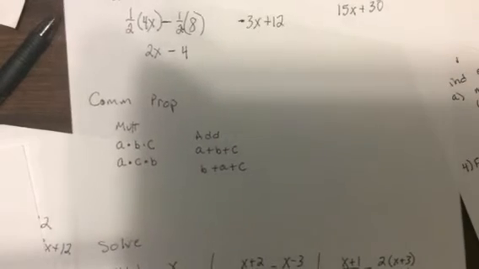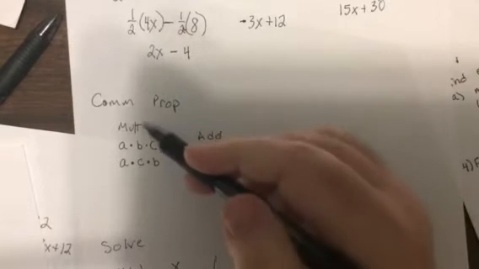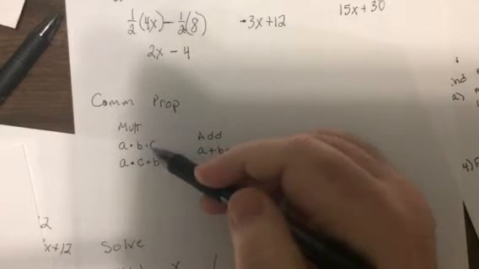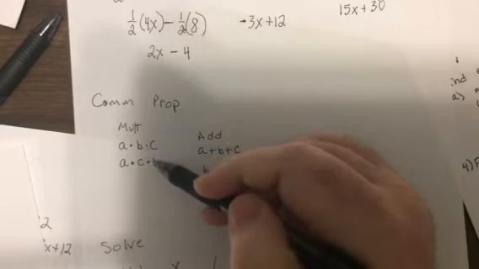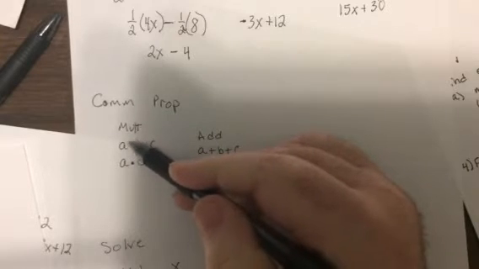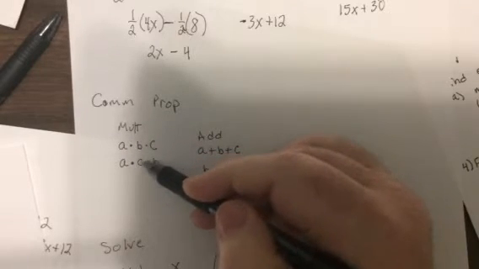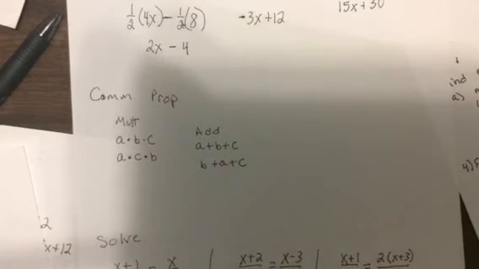Now the commutative property says if you're multiplying every term, you can switch the order of two of them at a time. So I could do a times b times c. I could do b times a times c. So you can switch the order. That's the key to commutative. I'll give you a hint. Associative always involves parentheses, which we watched in the first video.